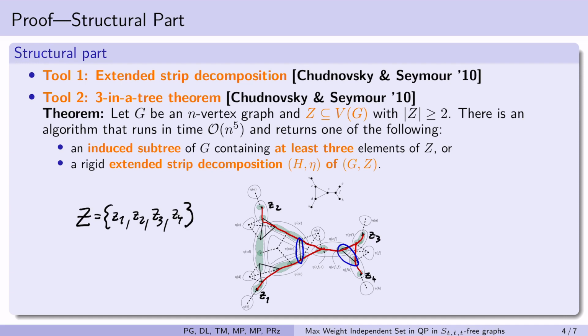So now we see the power of the extended strip decomposition. If we have this additional requirement, then those vertices that we are interested in, this set Z, will be spread into leaves of H.